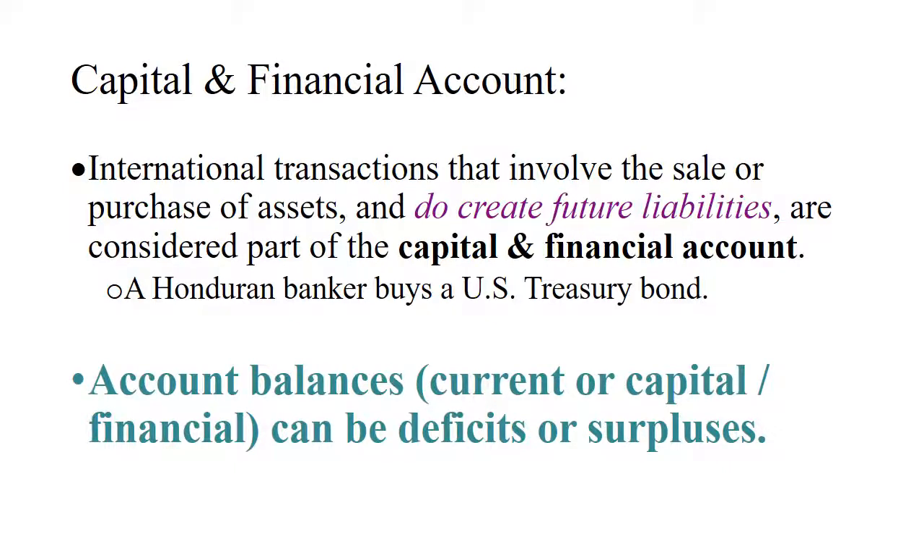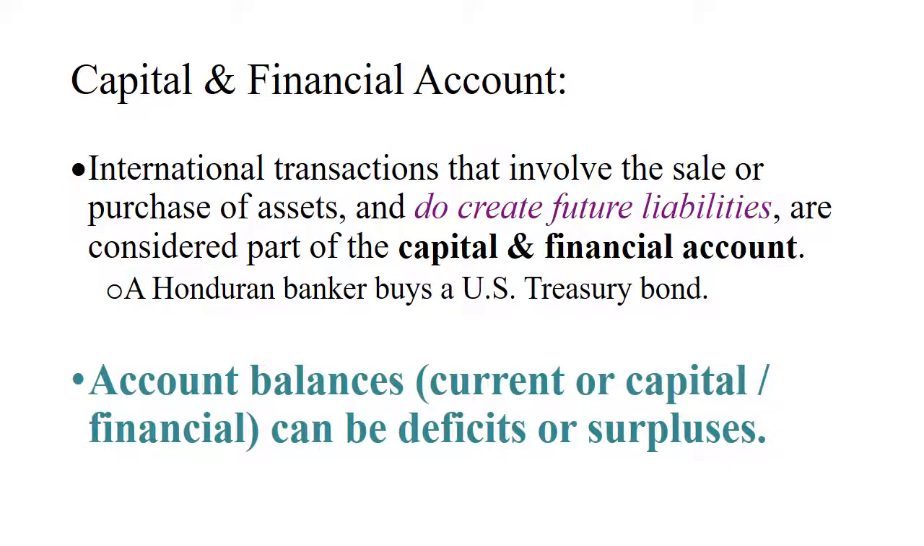So if a Honduran banker buys a U.S. Treasury bond, even though they're a banker, that's not the same thing as the central bank. So you would still call this a private purchase of an asset, and it's a payment from a foreigner. But that person who bought the bond, the U.S. government will need to pay them back when this bond matures, and that is a future liability.